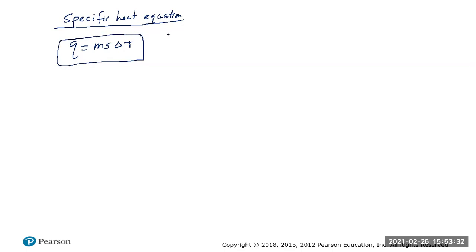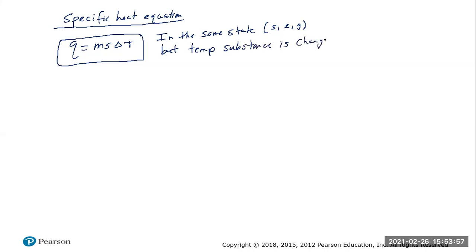And when would we use this equation? Well, this equation is used when a substance is in the same state. So it's either solid, liquid, or gas, but the temperature of that substance is changing. So what does that mean? Well, for example, you could use this equation to figure out how much heat water would absorb if you put some hot pieces of metal in it.